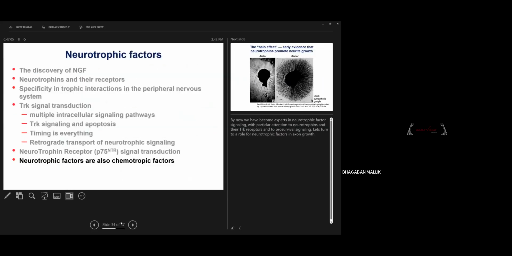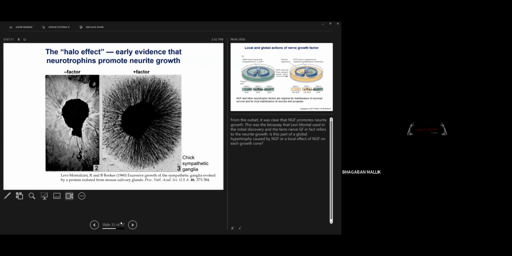So we'll enter the last section of this topic: neurotrophic factors are also chemotropic factors. Here it is showing sympathetic ganglia. When you added neurotrophins to the sympathetic ganglia, you can see that compared to the control where you have not added any neurotrophins, in the experiment there is a large number of neurite growth. That means they promote neurite growth.